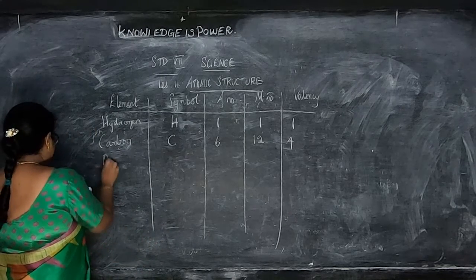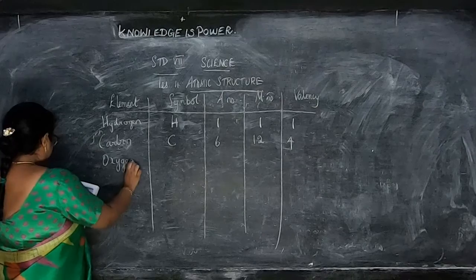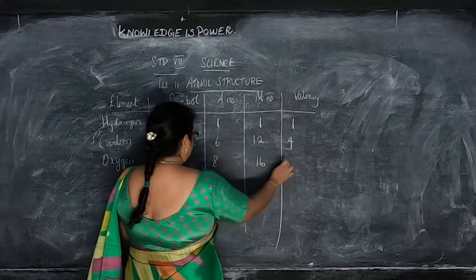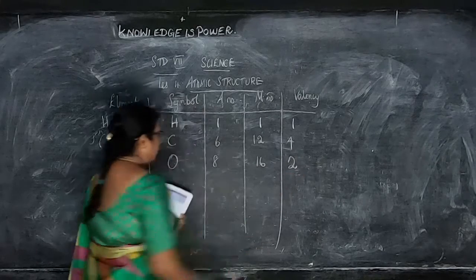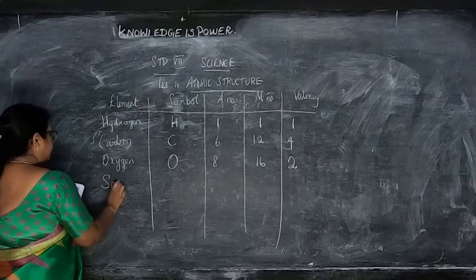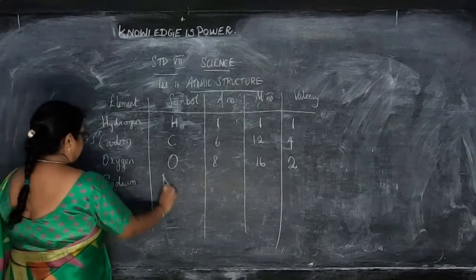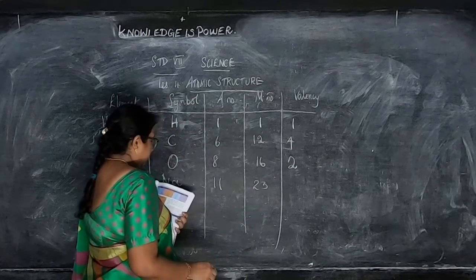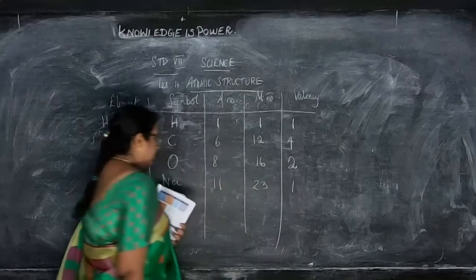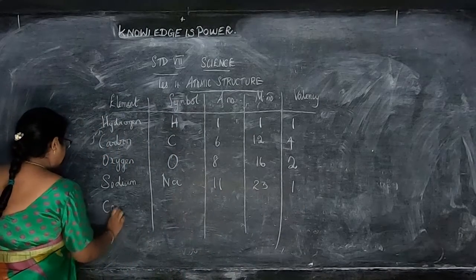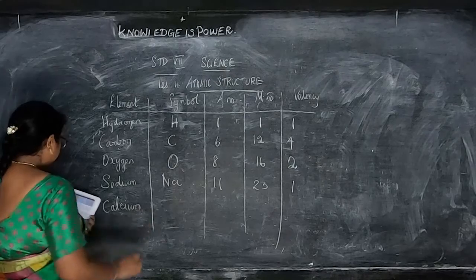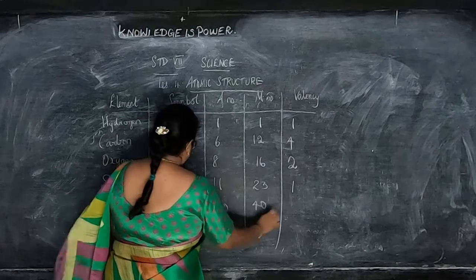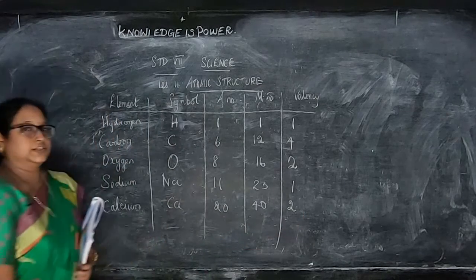Then oxygen, that is O, 8, 16. What will be the valency? 2. Okay. Then sodium, that is Na, 11, 23. The valency is 1. Okay. Then calcium, that is Ca, 20, 40. So the valency will be 2. Okay, children, did you understand this?